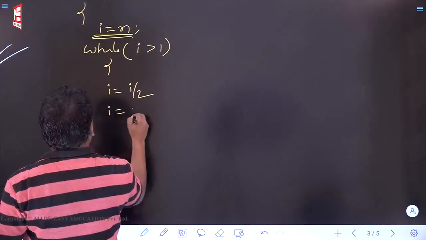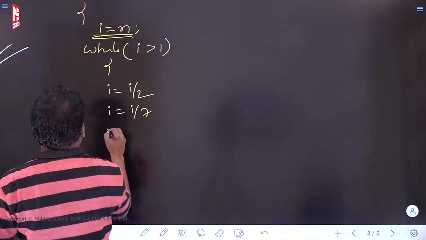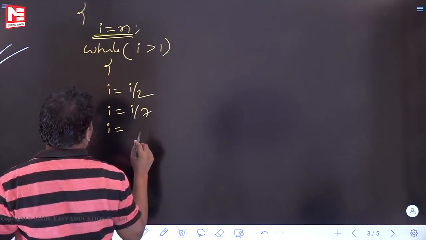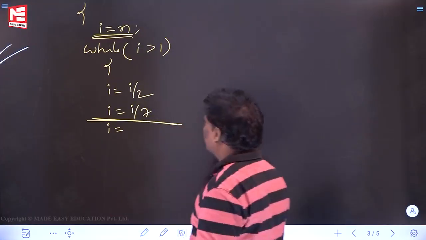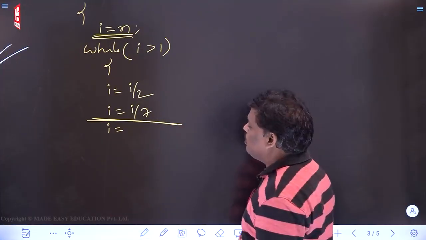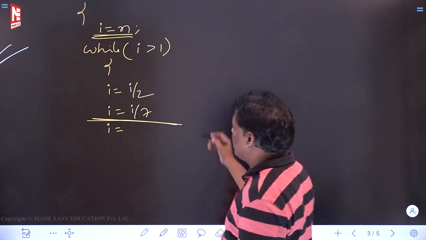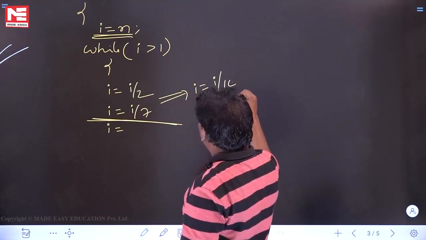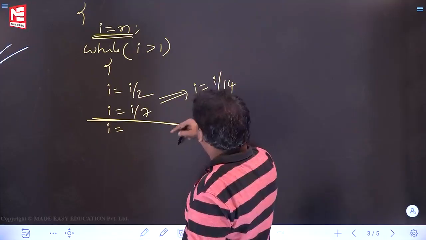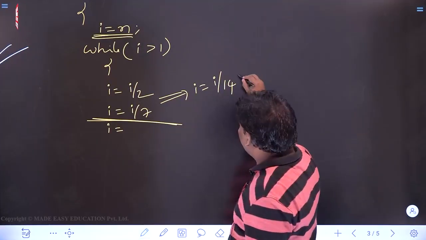Next one, i = i / 7. Until now, this is the story. What is the answer until now? Always i is decrementing by 2, afterward decrementing by 7. Overall answer: i = i / 14, because already by 2, again by 7, so by 14. So what is the answer until here?